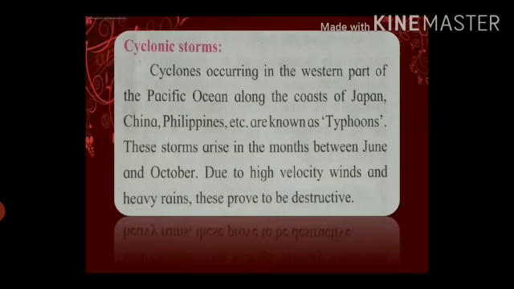Cyclones occurring in the western part of the Pacific Ocean along the coasts of Japan, China, Philippines, etc. are known as typhoons. These storms arise in the months between June and October. Due to high velocity winds and heavy rains, these prove to be destructive.